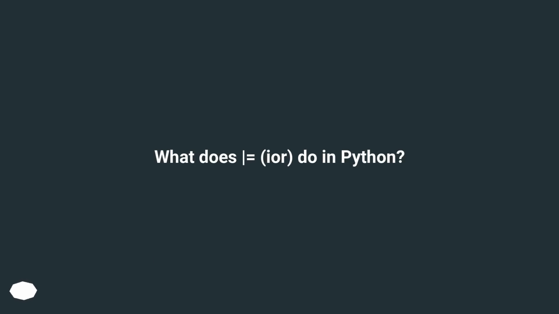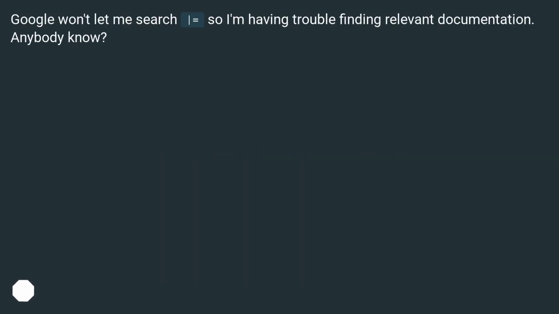What does vertical bar equals (|=) do in Python? Google won't let me search "|=", so I'm having trouble finding relevant documentation. Anybody know?